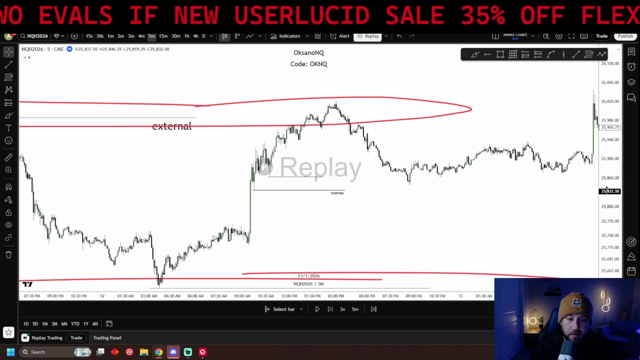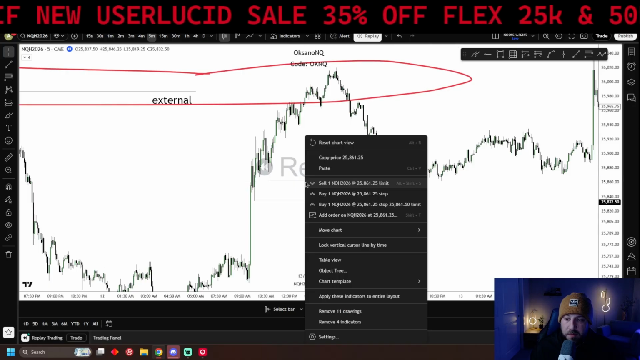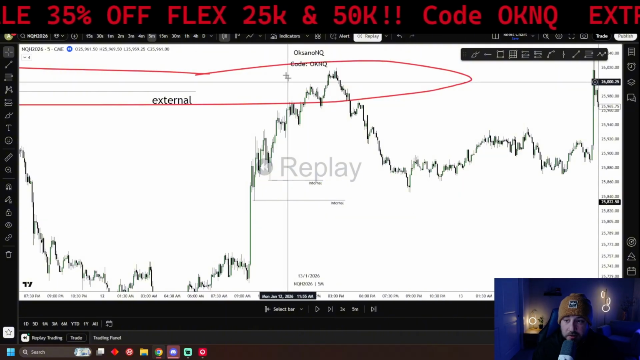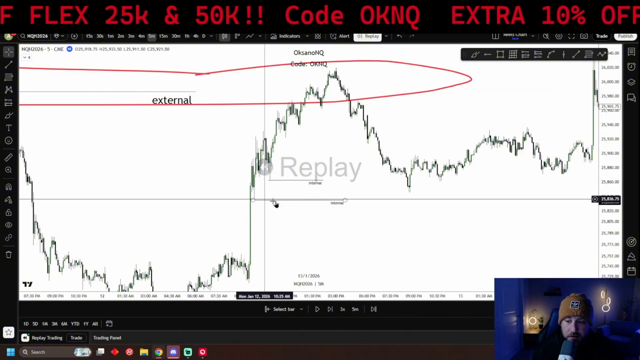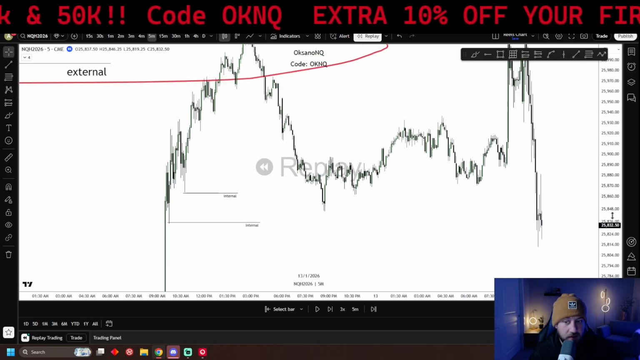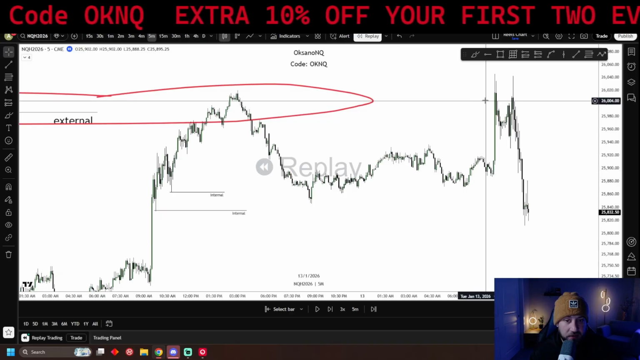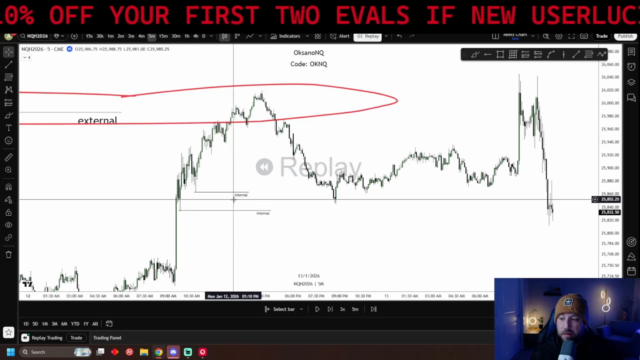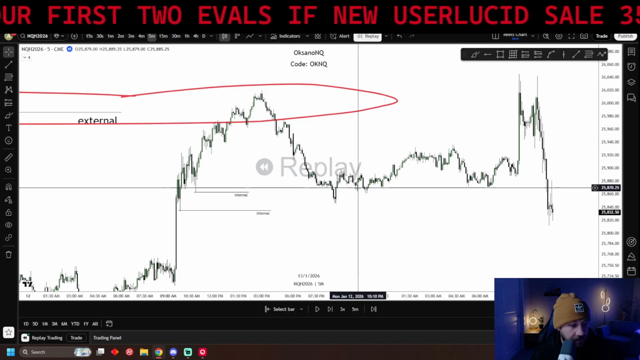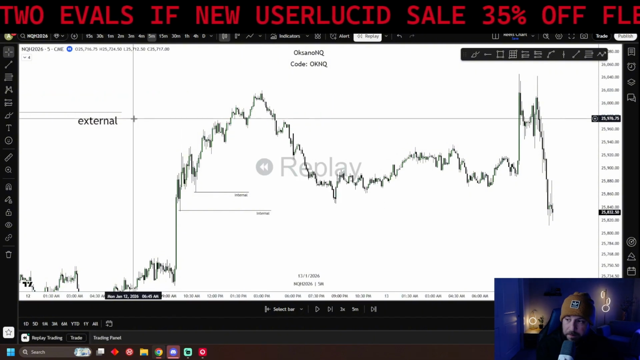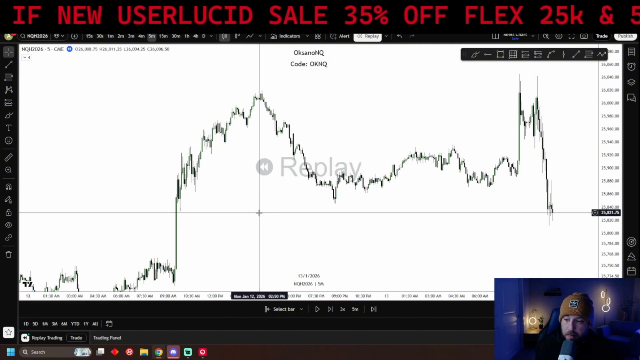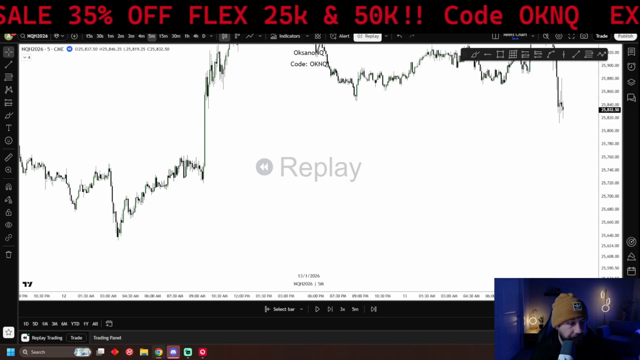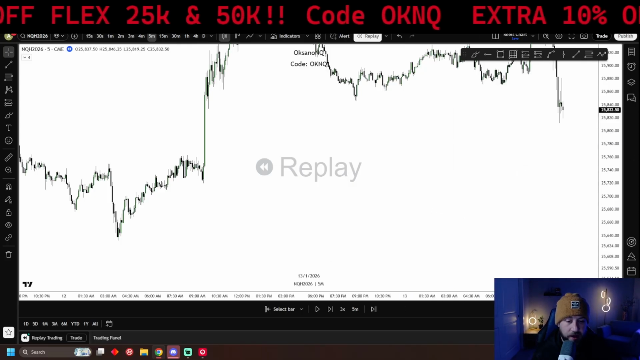So boom. Now we can watch and see, do we get a sweep on internal after sweeping external buy side? So we sweep external buy side, come down, sweep internal sell side. What does that mean? Well, that we can go for buy side next if that's what market wants to do. It's literally just internal to external, external to internal over and over.